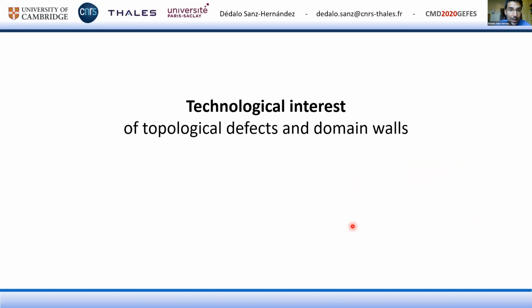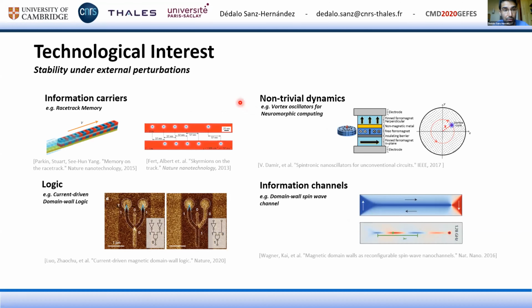What's the interest? Well, these are very interesting entities because of this protection. So they are very stable under external perturbations, and they can be employed as information carriers in the racetrack memory that uses domain walls or skyrmions, for example, to propagate information. They have also been employed to perform logic using current-induced domain wall motion. Or, for example, something that is done very well in the group where I'm currently working is the use of this non-trivial dynamics of the vortex core, this topological entity, to perform neuromorphic computing.